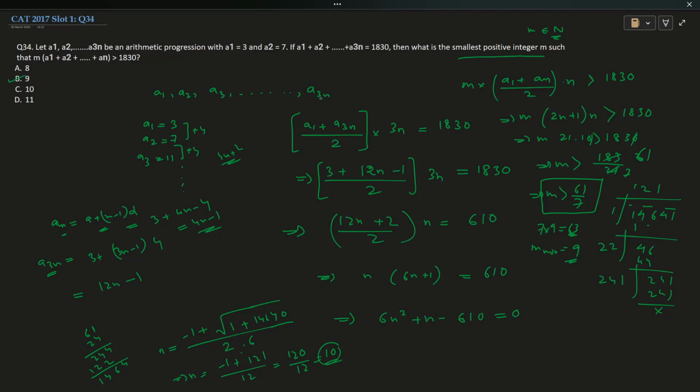Pretty good question, not an easy one, but not a difficult one as well. I'll put this in the easy to moderate or moderate category, whatever you like, but definitely not a difficult one, guys. So I hope you have understood each and every question of CAT 2017 slot 1, and this brings us to the end of the 2017 CAT slot 1 QA series, and I will upload the solutions of slot 2 in the next playlist.